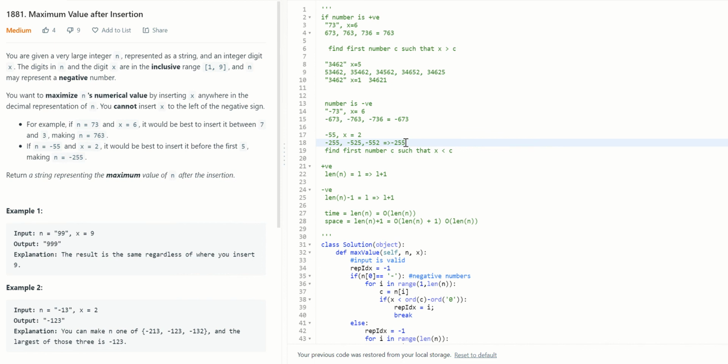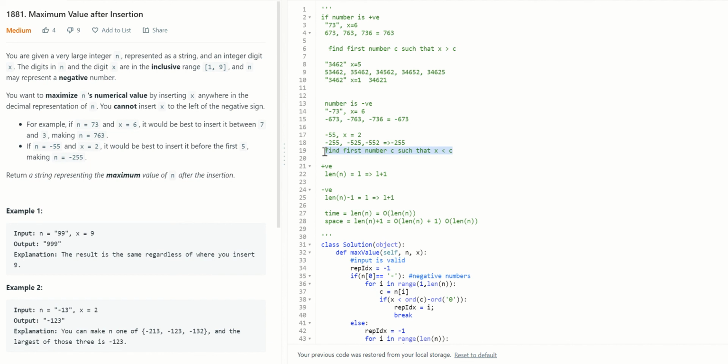So if we closely observe, what we are essentially doing is we are trying to find the first number c such that x is less than c. X is less than c, 2 is less than c. C is each digit in the number n. So that's what it is. So essentially, we are going to implement these two logics for positive and negative numbers respectively.